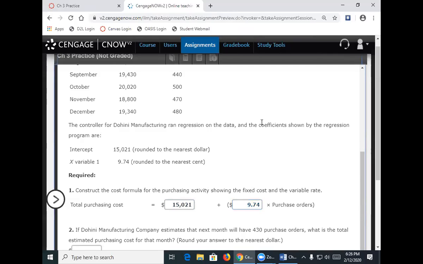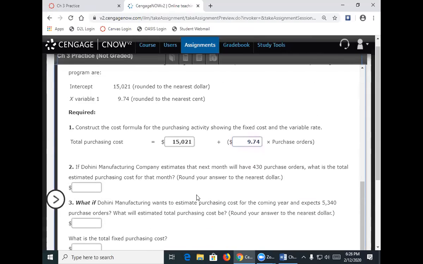So when they run their regression for us, it's actually easier, right? They give us the answers. We didn't have to do any calculations or any math. No one ever complains about not having to do math, right? So then we're doing the same thing. We're using the same estimations. We have a different cost formula. Okay? So it says total purchasing cost equals $15,021 plus $9.74 times purchase orders.